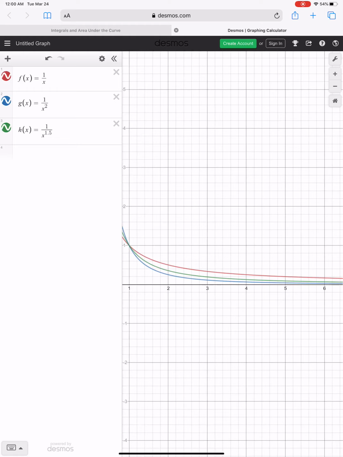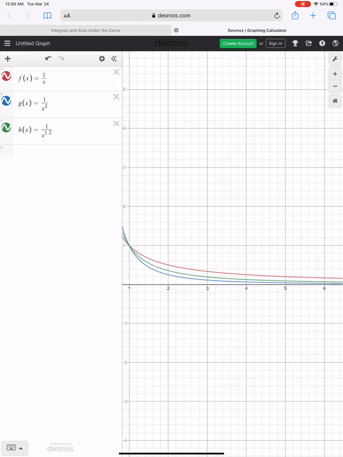So I'm going to go ahead and add one more of these, and we're going to call it k. k of x equals 1 over x to the p, and I'm going to put in p here. Now, Desmos does this really cool thing. It adds a slider if you click add slider here.